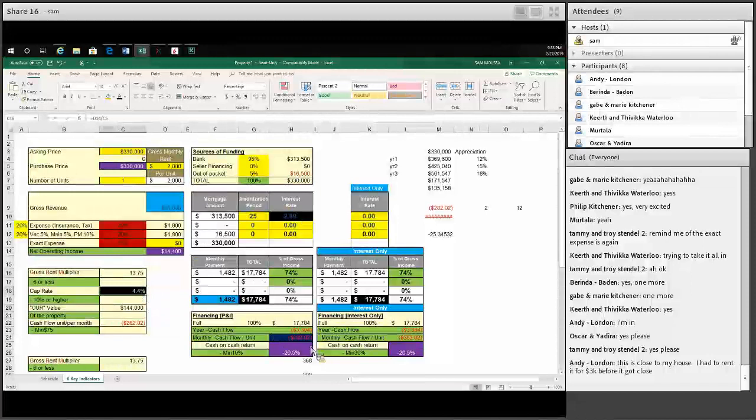Okay? If I try to finance it, 25-year mortgage at 2.99, look what happens here. The yearly cash flow is a loss of 3,300. The monthly cash flow is 282. Okay? This is close to my house. I had to rent it for $3K before it got close. So let's put in 3K. 3K would definitely help it. We can make this work with that. But let's go back to the 2,000.